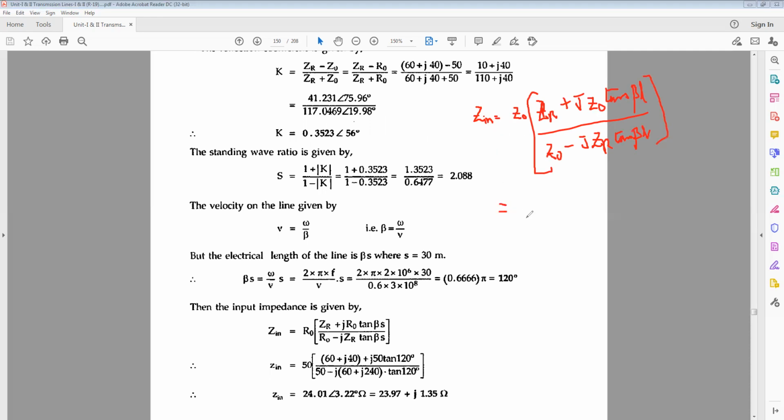Z in is equal to, what is the Z naught given? 50 ohms, and ZR is given as 60 plus J into 40, plus J into 50 tan beta L. Now what is beta L? It is nothing but beta S, which is 120 degrees. Whole divided by Z naught, 50, minus J into ZR, 60 plus 40J, and tan beta L, tan 120 degrees.